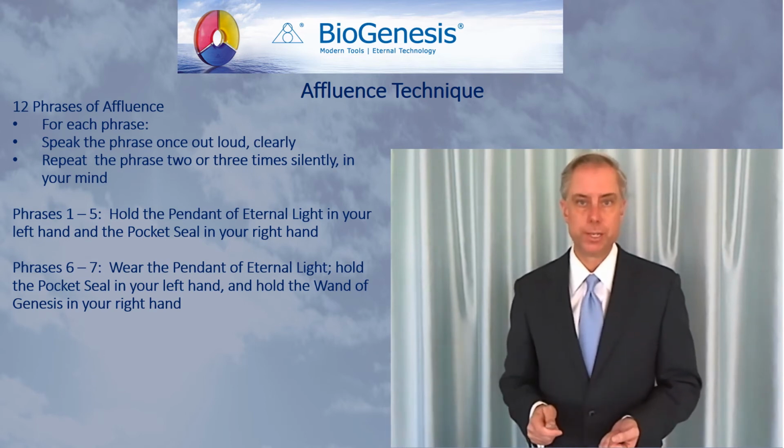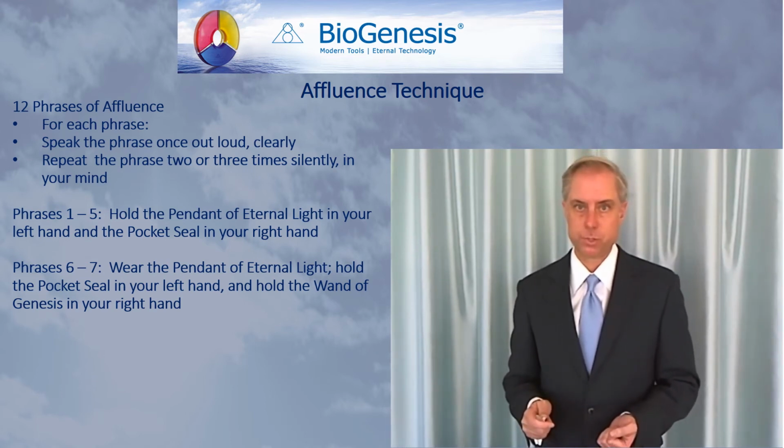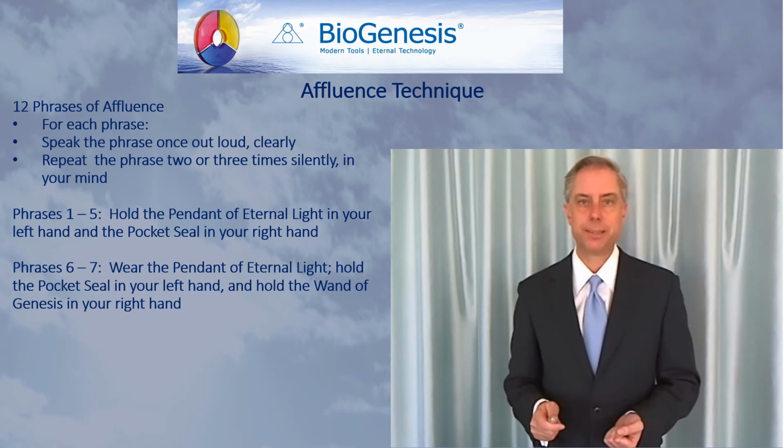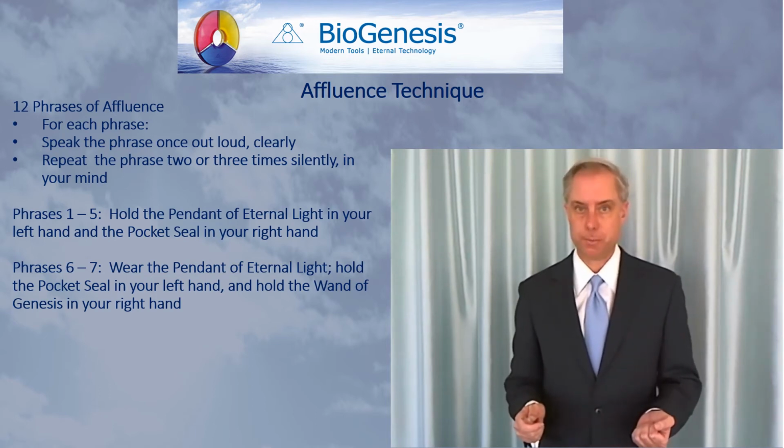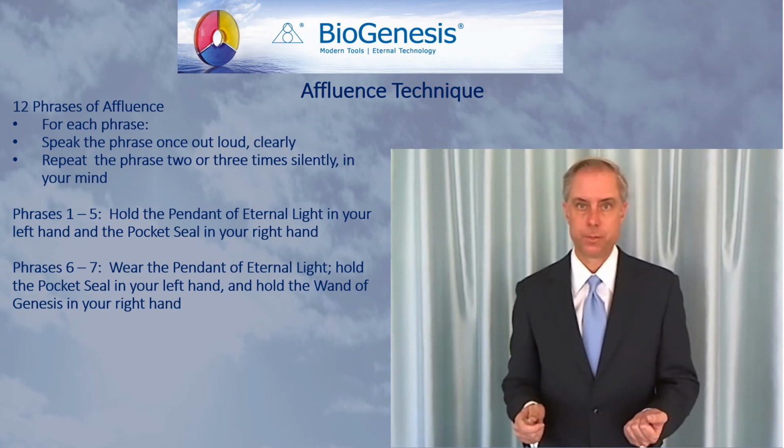Then we move to the 7th phrase of affluence. We will again state this clearly out loud. Wealth is the substance. Then we take some time, several seconds, resting quietly with our eyes closed. We repeat this phrase silently within our mind.